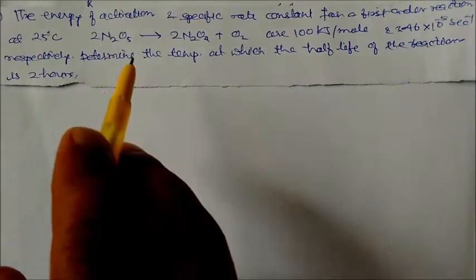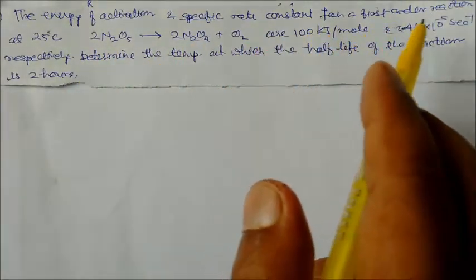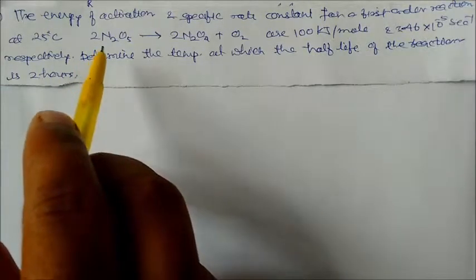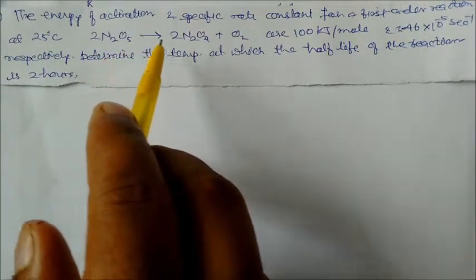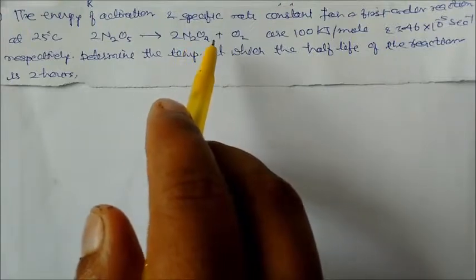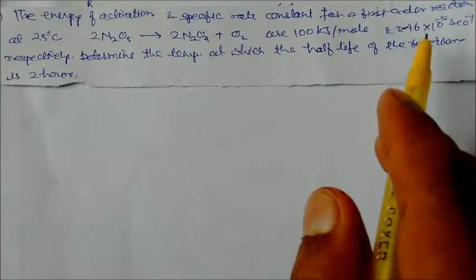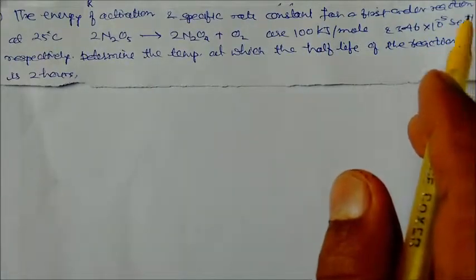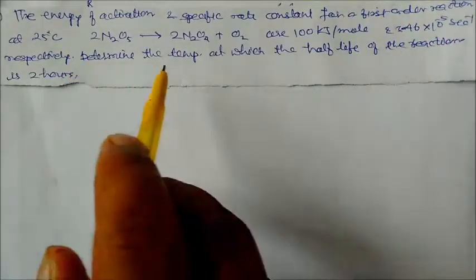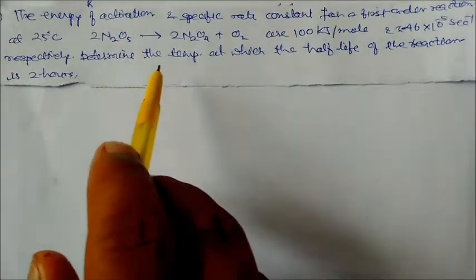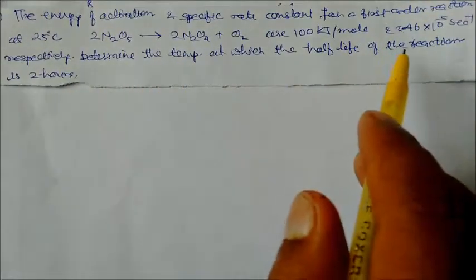The energy of activation and the specific rate constant for a first order reaction at 25 degrees centigrade, that is, 2 molecules of N2O5 will give you 2 molecules of N2O4 and oxygen, are 100 kJ per mole and 3.46 into 10 to the power minus 5 per second respectively. So determine the temperature at which the half-life of the reaction is 2 hours.